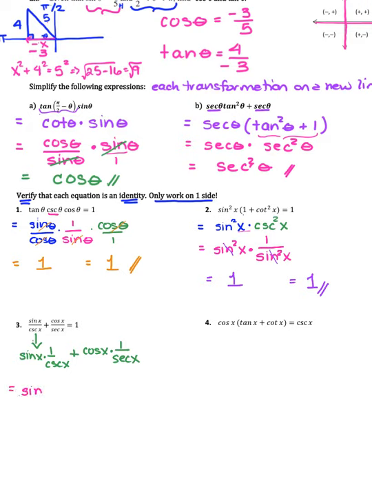Well, sine you can't really do anything with. It is about as simple as it's going to get. 1 over cosecant, though, that is your reciprocal. That is the same thing as sine. And then cosine, again, not much you can do with that, but 1 over secant is the reciprocal of cosine, so I can write it as just cosine.